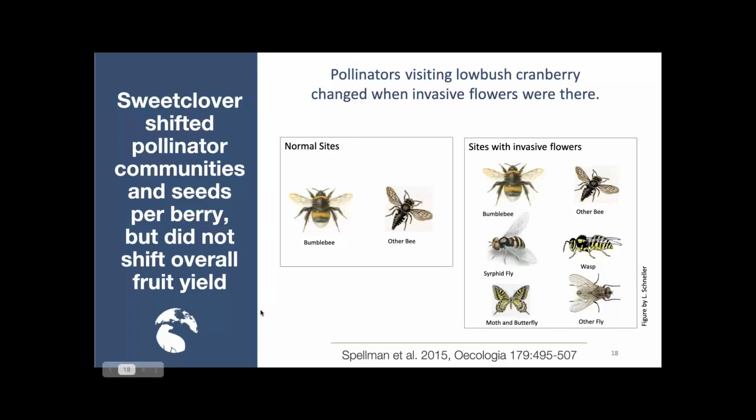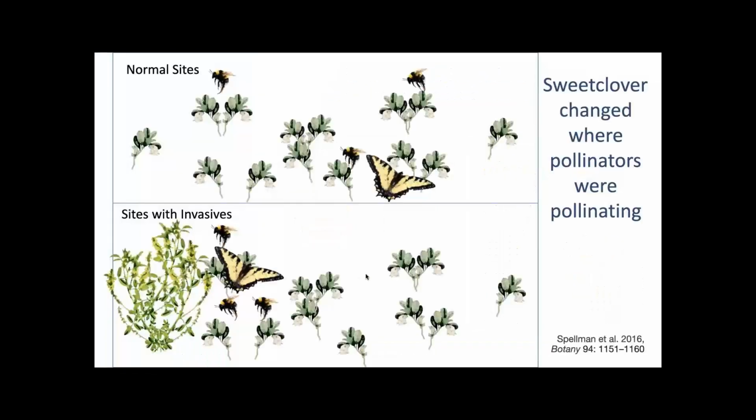At the large site level, we did not find that it shifted fruit production, but we did find that it changed the seeds per berry, which means that if we had no change in overall fruit but a change in seeds per berry, we were seeing a change in the quality of the pollen being delivered. So more outcrossing across individual berries when sweet clover was there compared to when it wasn't. And we saw that it shifted where the pollinators were pollinating.